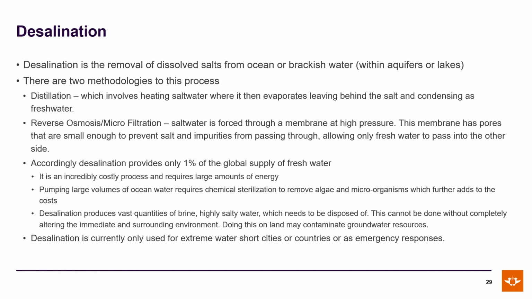Desalination produces vast quantities of brine, which is highly salty water, and that needs to be gotten rid of. But this cannot be done without completely altering the immediate environment. So you can't just pump it into an estuary or into a coastal area, because you'll change the microenvironment there by changing the salt concentration present. You can't do this on land either, because you might stand the risk of contaminating your groundwater resources, in which that highly salty water might sink down into the groundwater resources, and then would be taken up by a farmer who would then water his crops only to have them die from thirst, of all things. Desalination is thus only currently used in extreme water short cities or in countries as an emergency response, as seen in Cape Town.